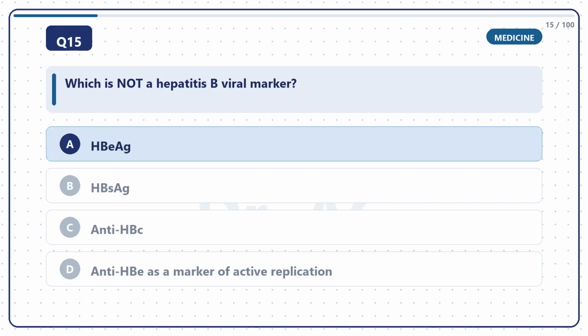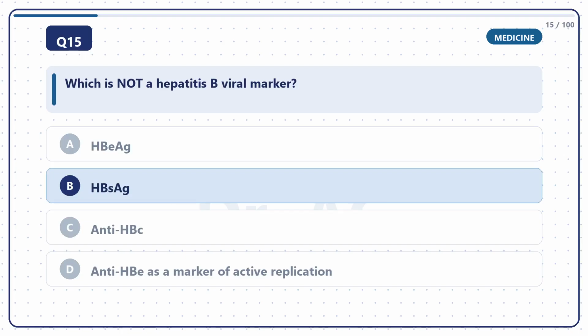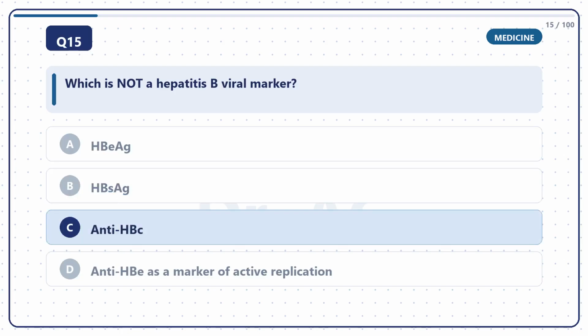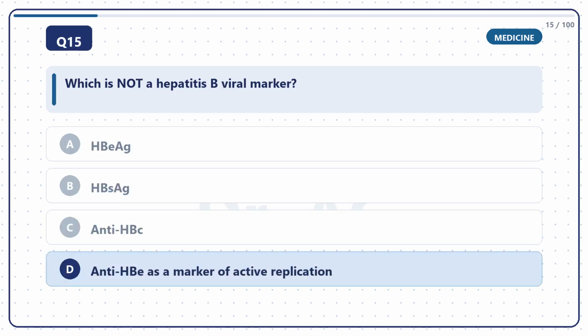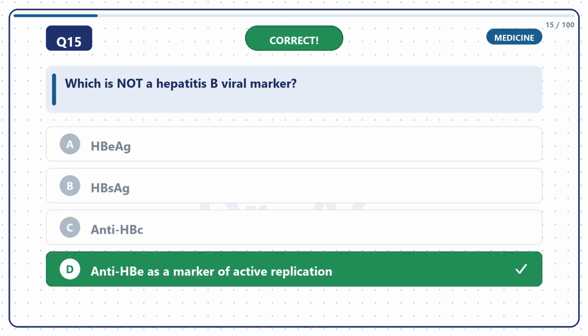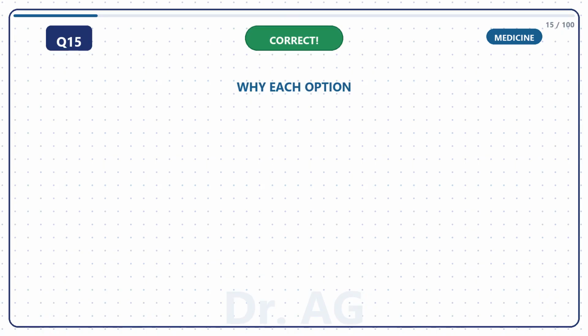Option A, HBeAg. Option B, HBsAg. Option C, anti-HBc. Option D, anti-HBe as a marker of active replication. The correct answer is option D, anti-HBe as a marker of active replication. Let's go through the options.